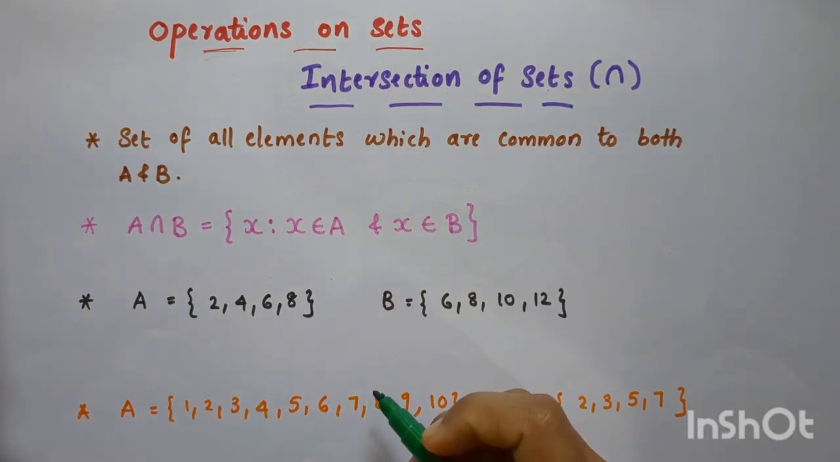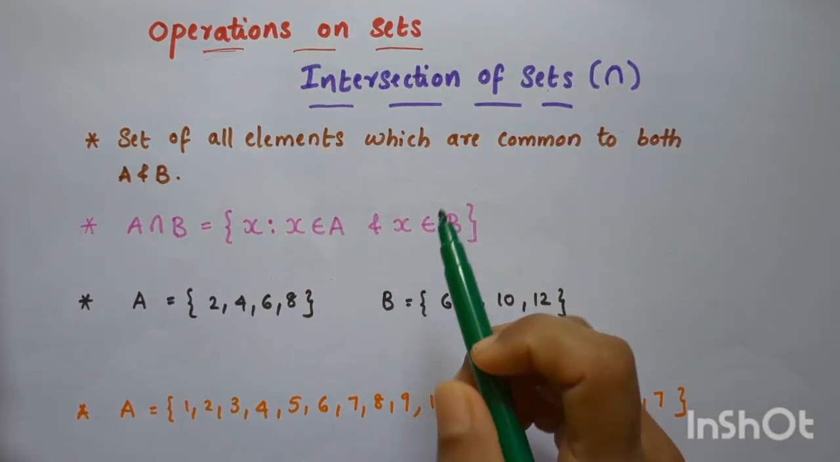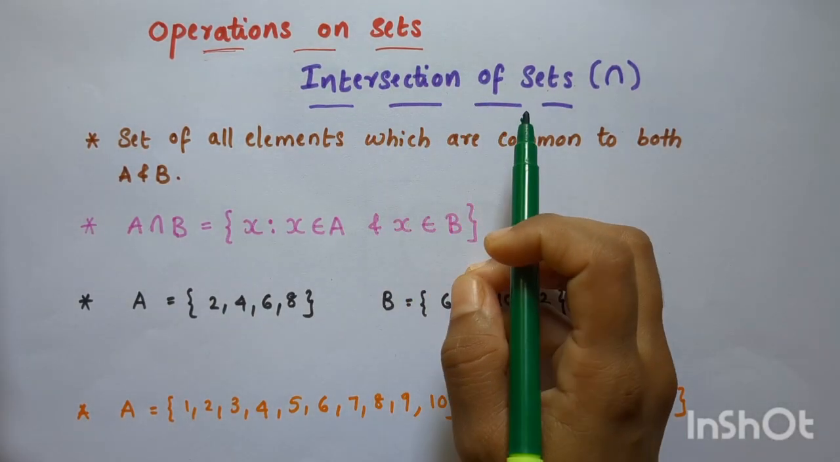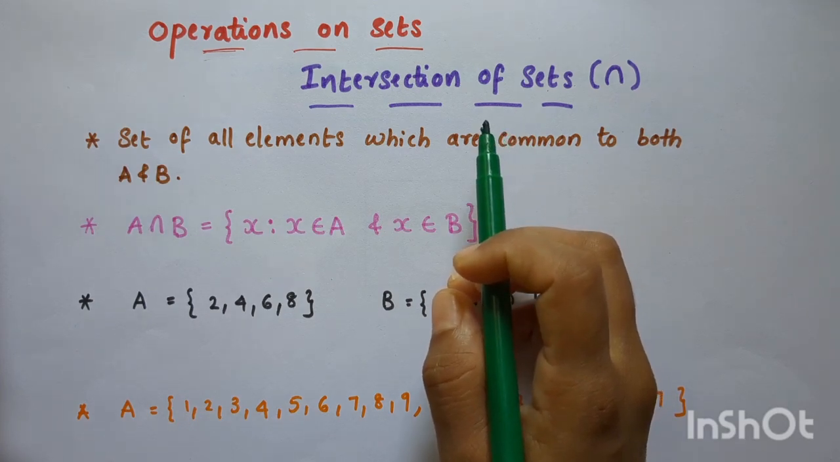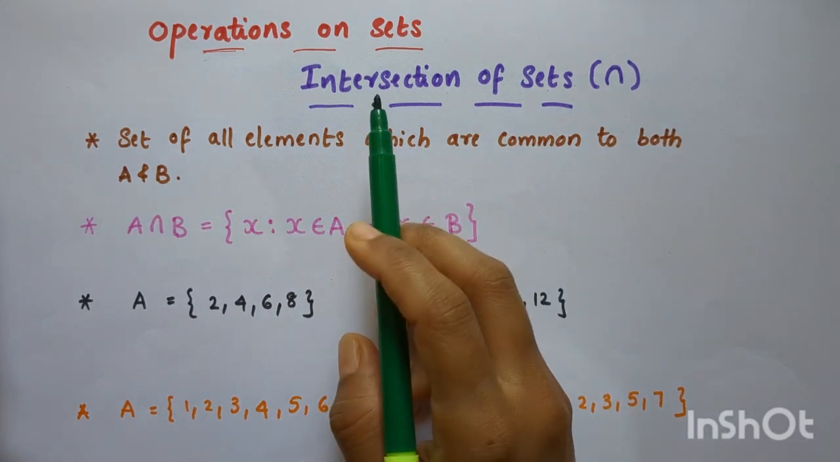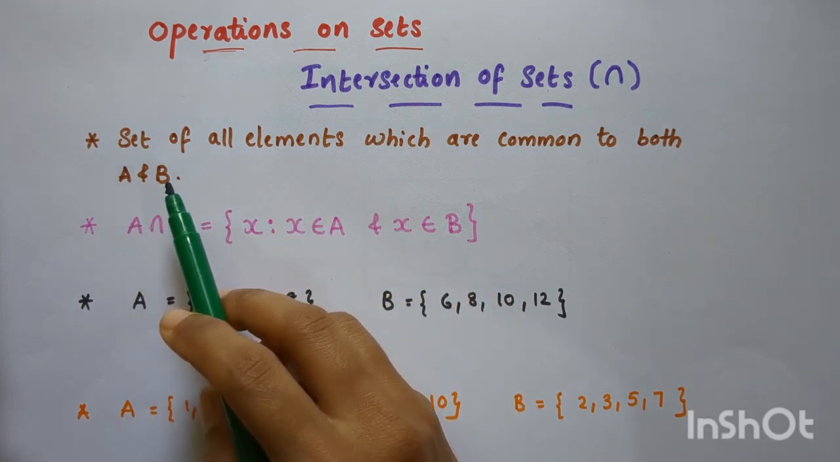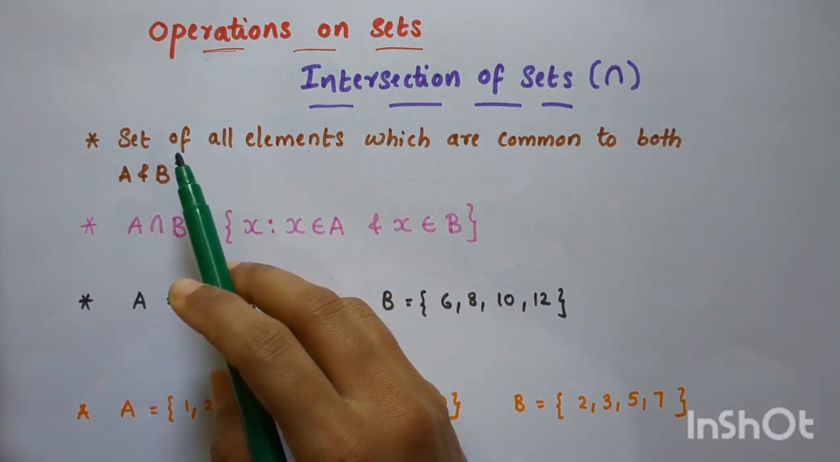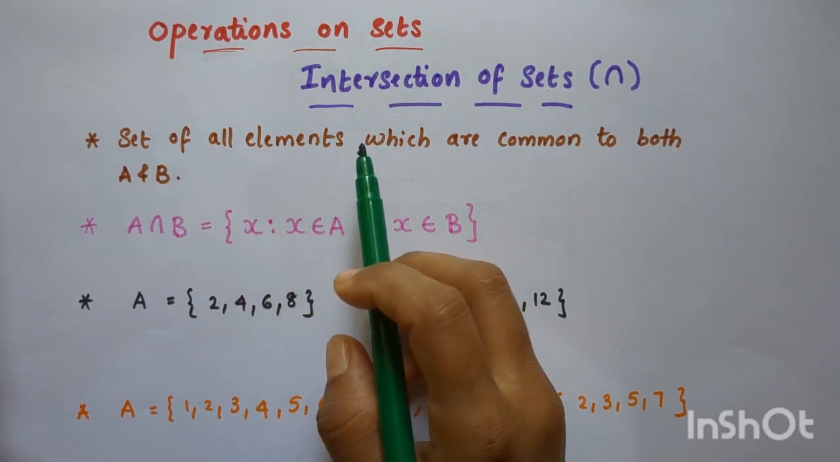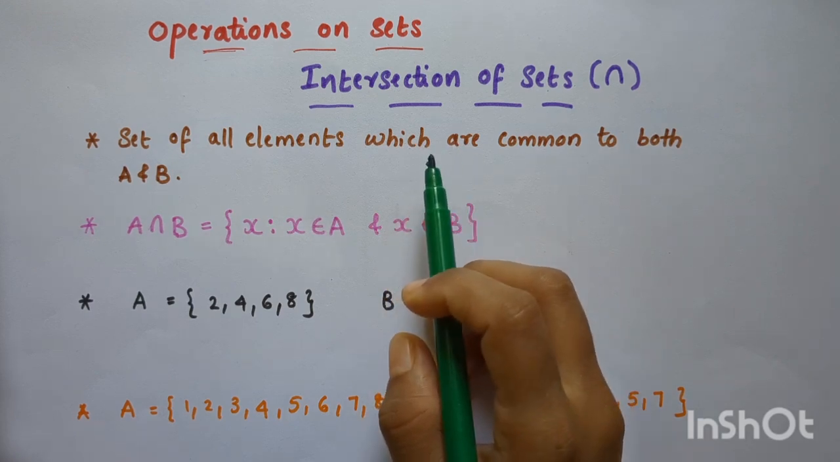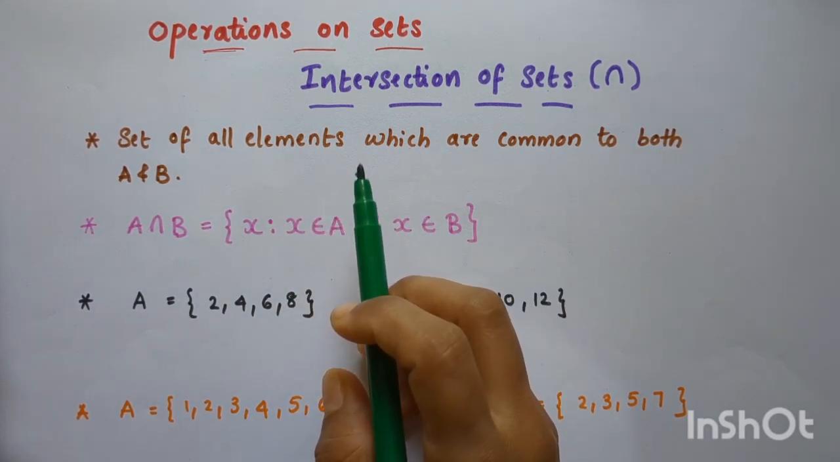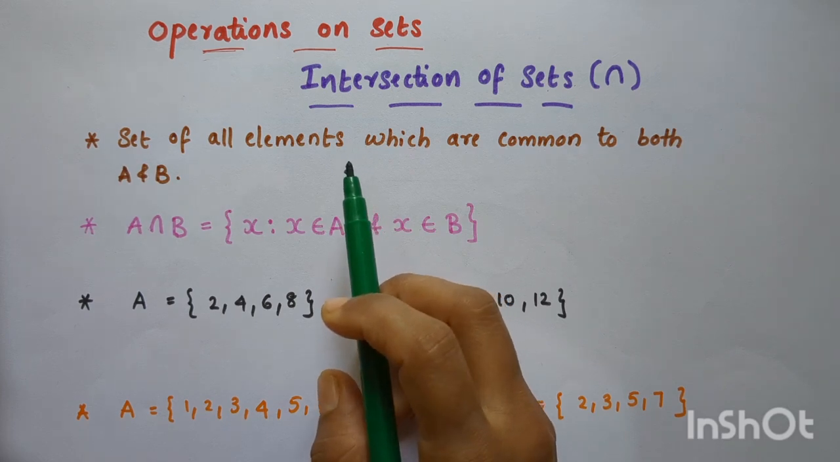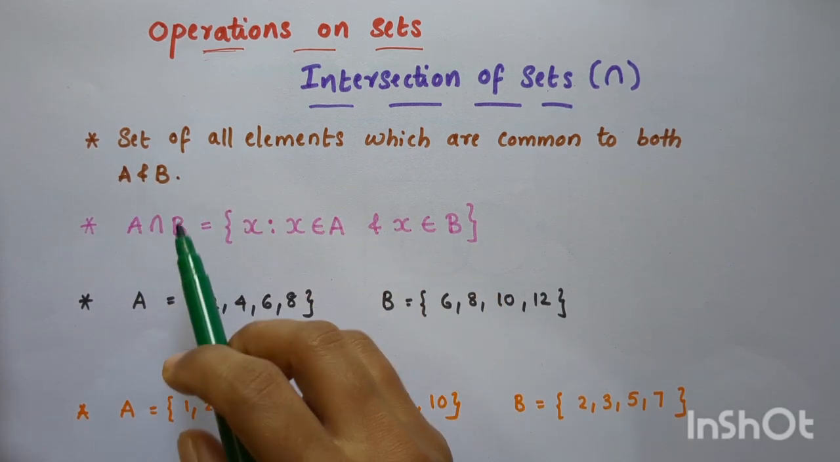Hello everyone. In this video, we are going to talk about intersection of sets from the chapter Sets, Class 11 Maths. So you see, the intersection of two sets A and B is a set of all elements which are common to both A and B. So intersection of two sets is actually defined as a set of all elements which are common to both the sets A and B.